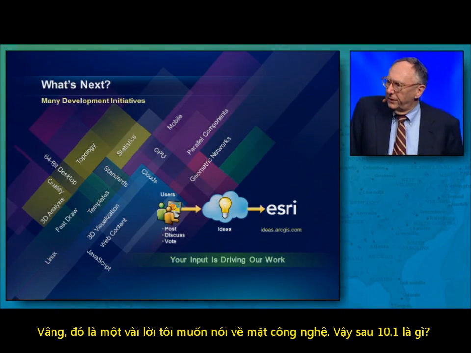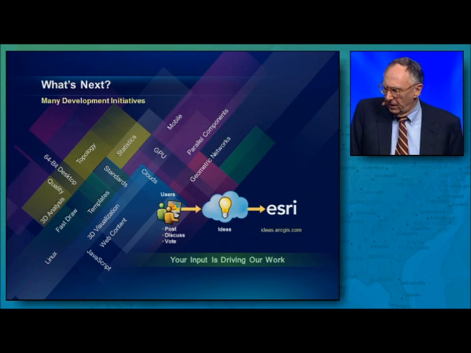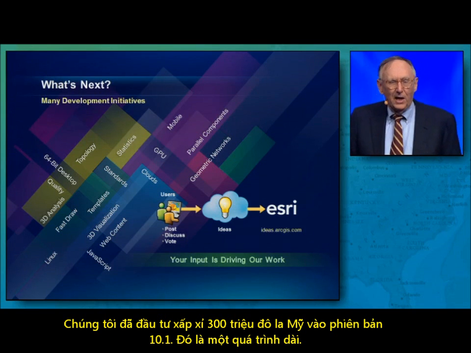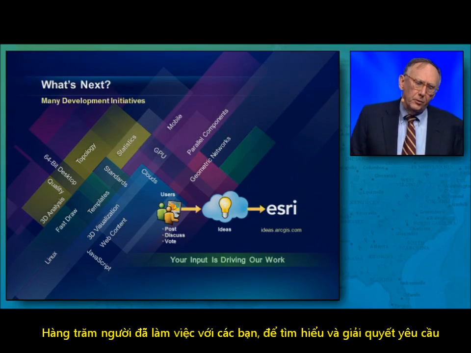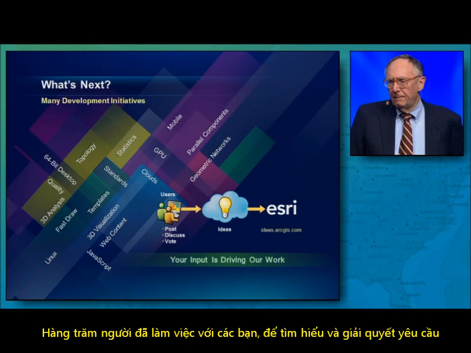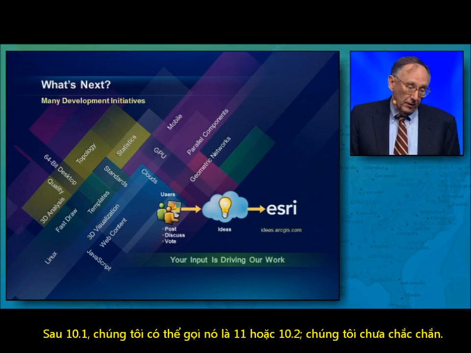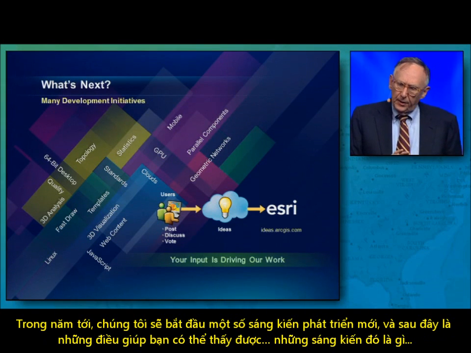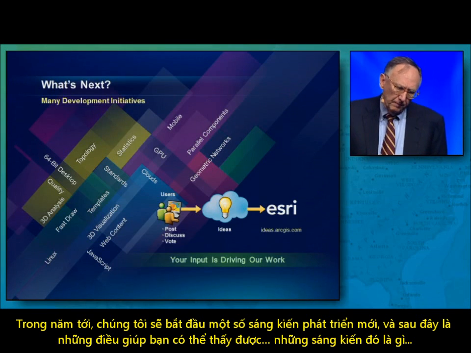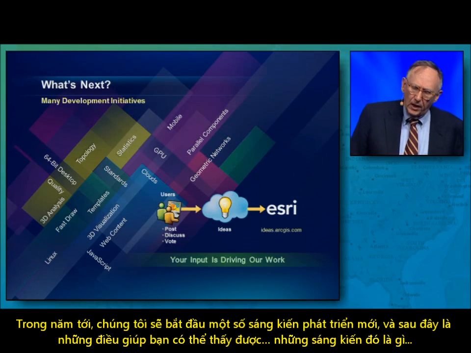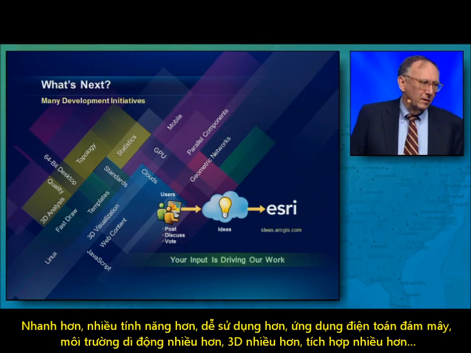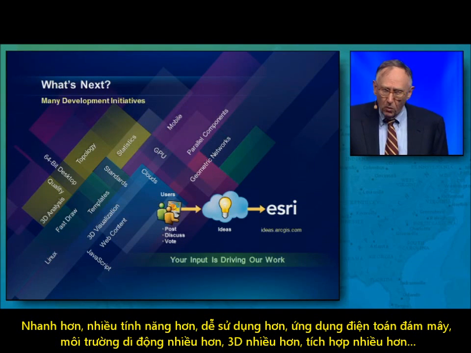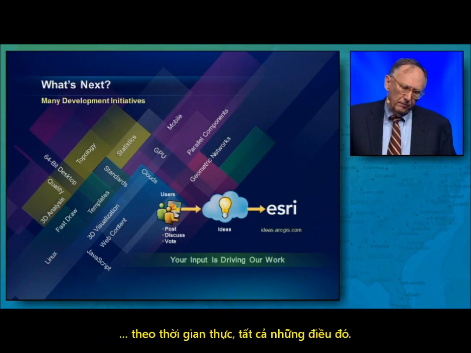What's next after 10.1? I mean, we've spent probably close to $300 million on 10.1. It's a long process, hundreds of people working with you, getting input to be able to make that come alive. Beyond 10.1, we'll probably call it 11 or 10.2, we're not really sure. Over the next year, we've already started a number of new development initiatives, and these are sort of giving you a sense of what they're going to look like. Faster, more functionality, more usability, moving into cloud, more mobile environment, more 3D, more integrated real-time, all of these sorts of things.